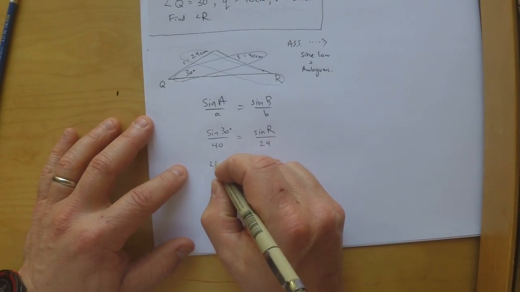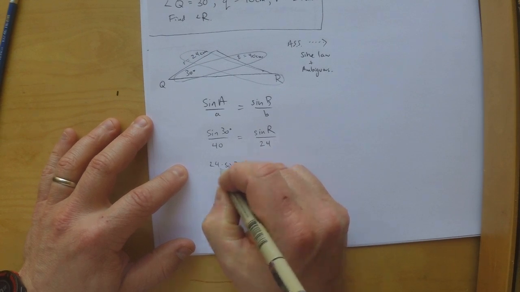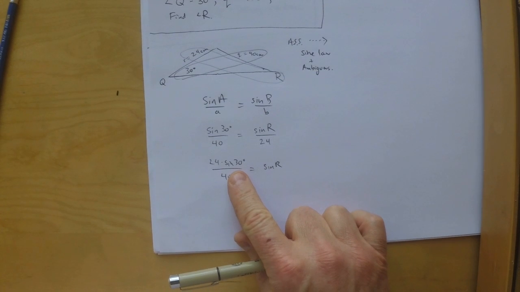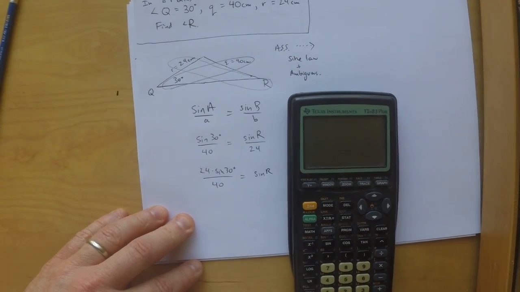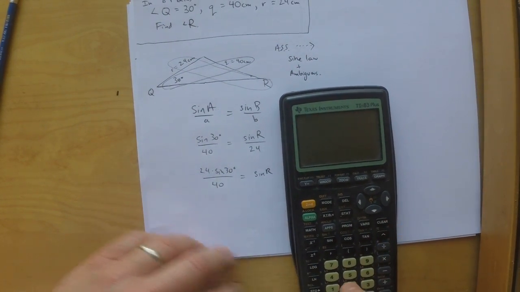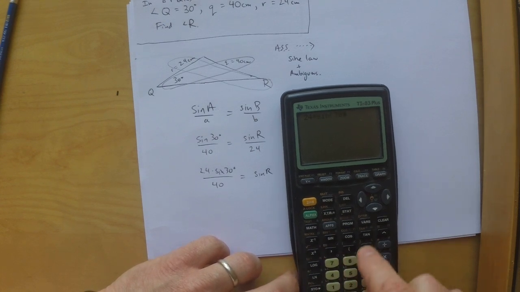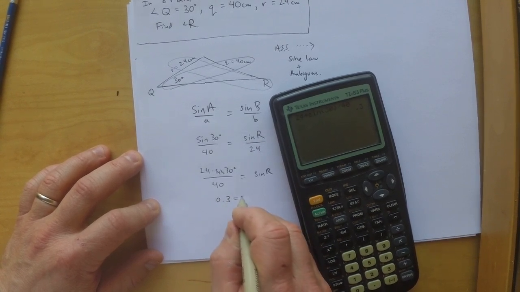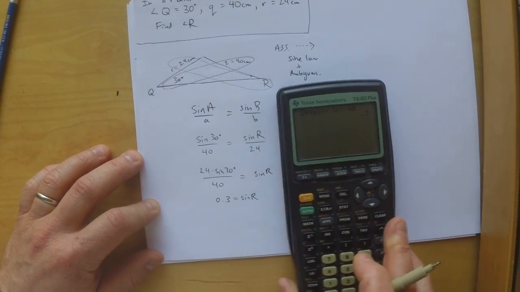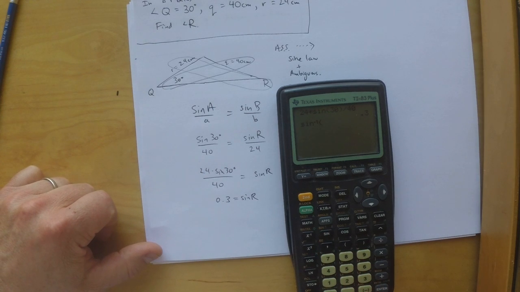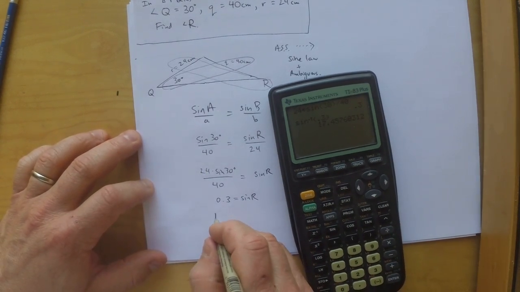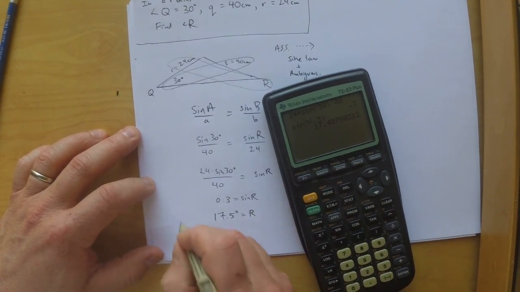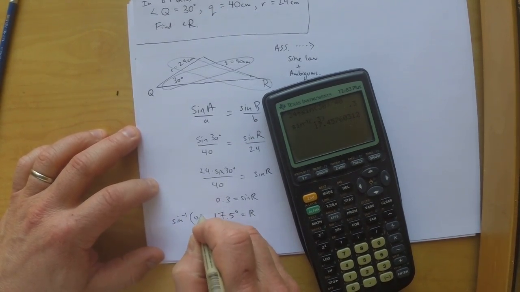Solve this by cross multiplying. So 24 times sine 30 divided by 40 equals sine R. Go to my calculator, type this in, and you end up with 0.3. That's a nice one where there's not lots of decimals, but that's just a fluke. And then I will go second sine of 0.3, and out comes 17.5 rounded degrees. There's my angle R. That was second sine of 0.3.